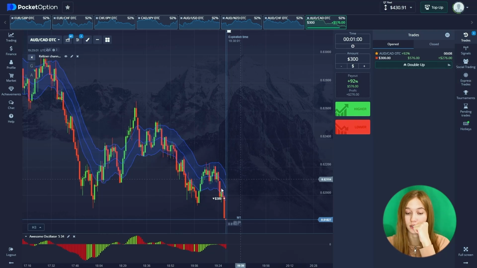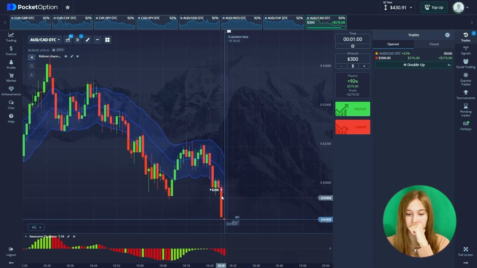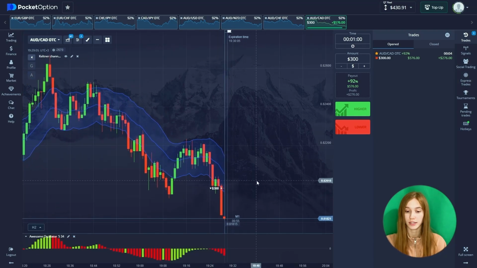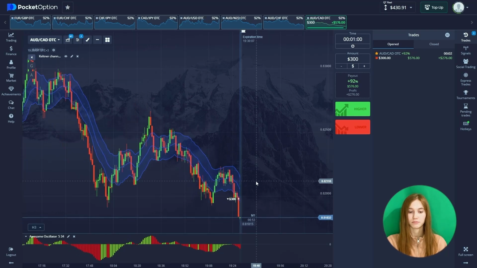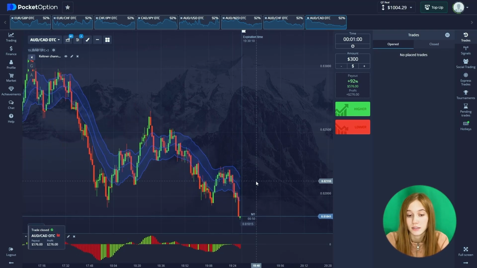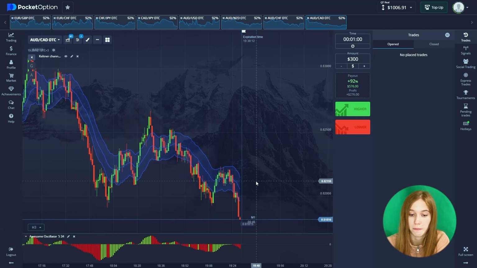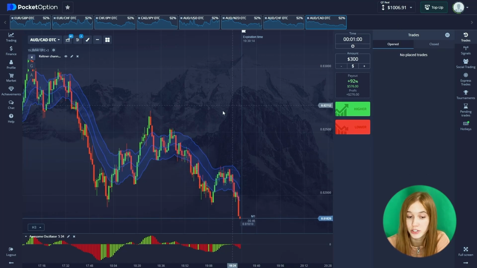8 seconds left until the end of the deal. One red candle. Yep, plus deal. Excellent. We reached $1,000.